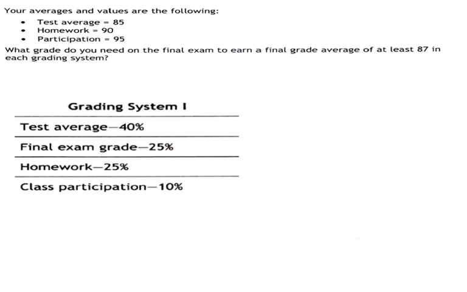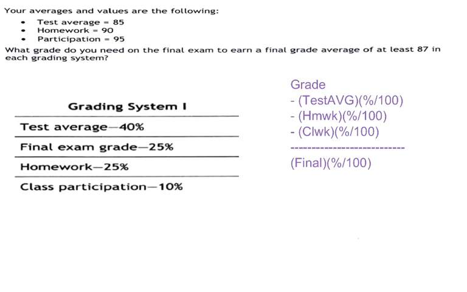Now we need to try to figure out what grade we need to make on our final if we want at least an 87 in our class. So this is the same basic thing, except we kind of got to work backwards. So instead of adding stuff together, we're going to be subtracting things. So we take the grade that we want, which is 87, minus the test average times its percent, minus the homework times its percent, minus the classwork times its percent, and that's going to give us the final exam times the percent for the final, and then we're going to have to divide by that percent to get the final exam grade.